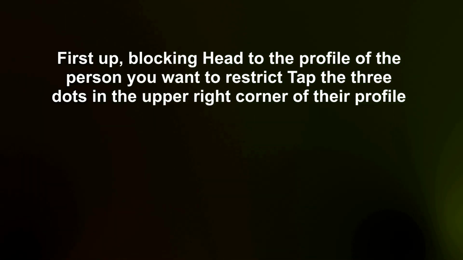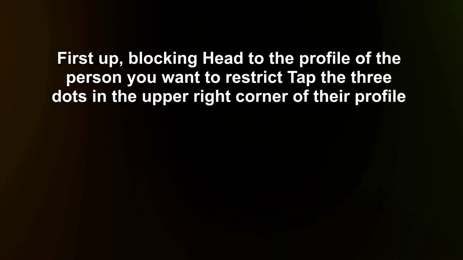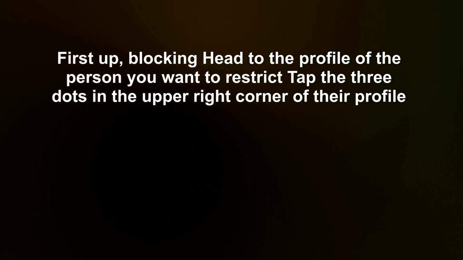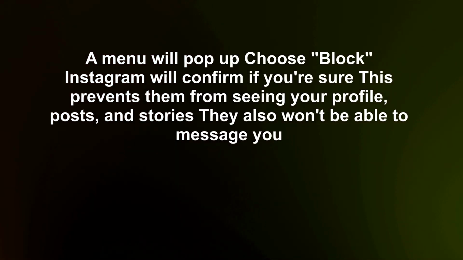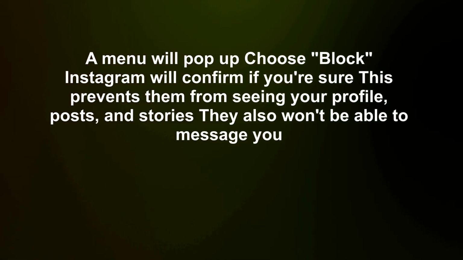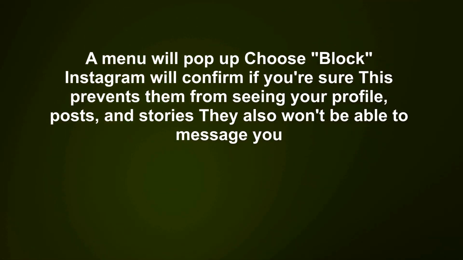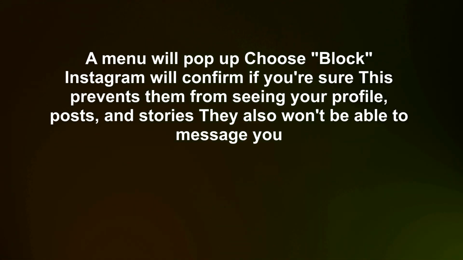First up, blocking. Head to the profile of the person you want to restrict. Tap the three dots in the upper right corner of their profile. A menu will pop up. Choose block. Instagram will confirm if you're sure. This prevents them from seeing your profile, posts, and stories. They also won't be able to message you.